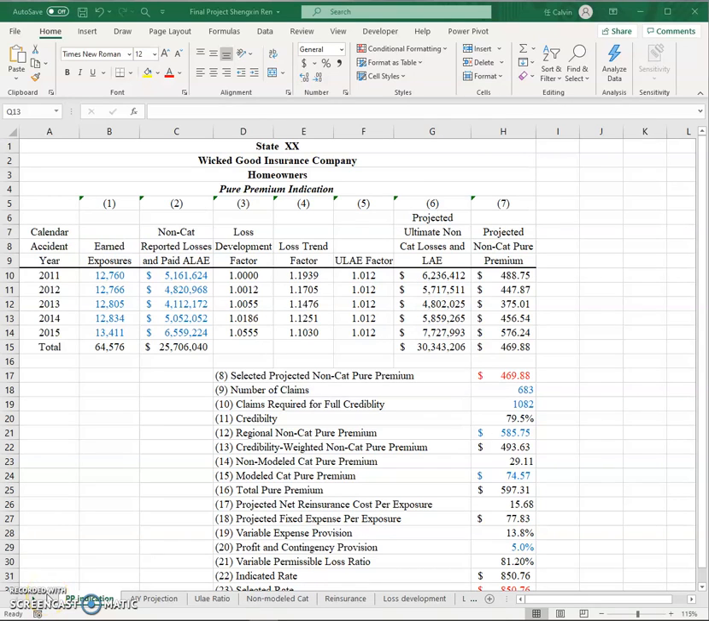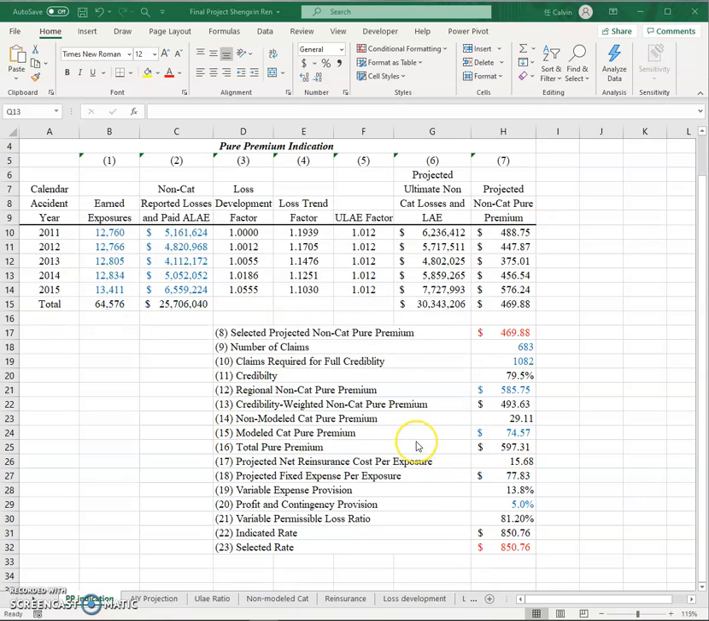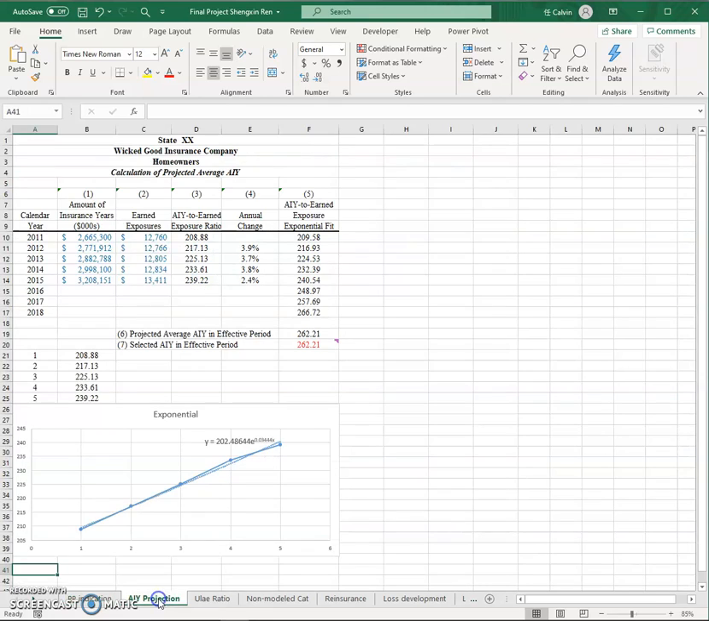Today I'm gonna explain Appendix B, homeowners. The goal of this appendix is to gather all the information and figure out the indicator rate, and we select this rate. So first, I'm gonna explain the AIY projection, calculation of projected average AIY.